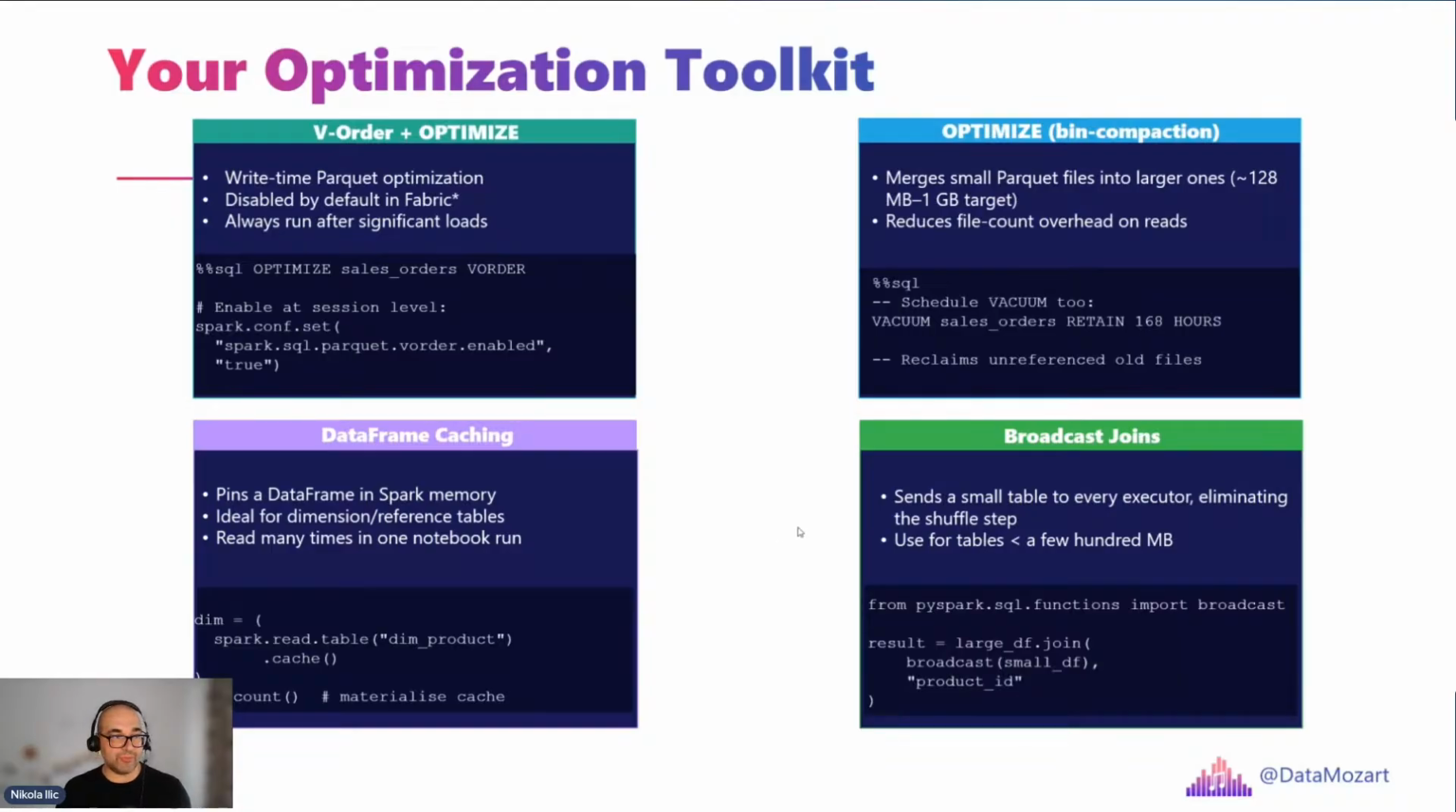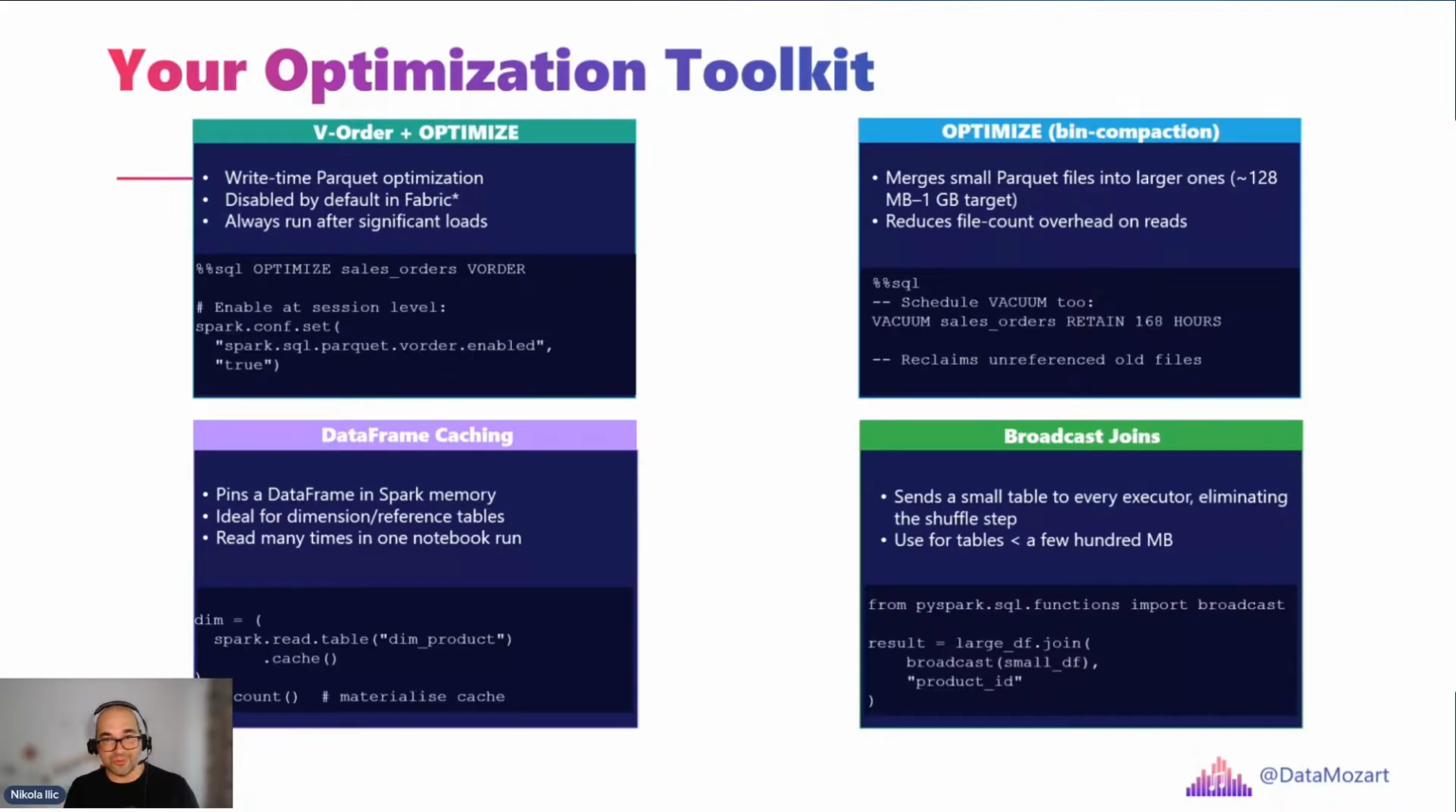In the bottom left corner, it's DataFrame caching. You can pin the dimension table into Spark memory if you're reading it multiple times in one notebook run. And then also broadcast joins. If you're joining a large fact table to a small dimension table, broadcast the small one to every executor. This eliminates the shuffle step completely.